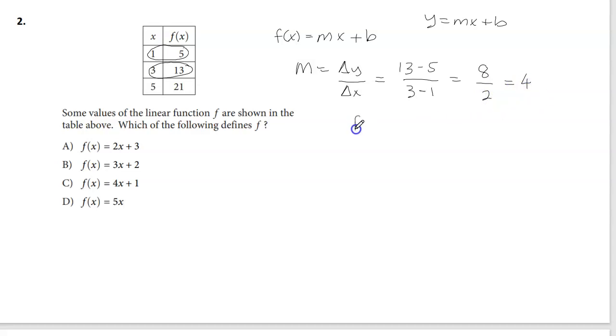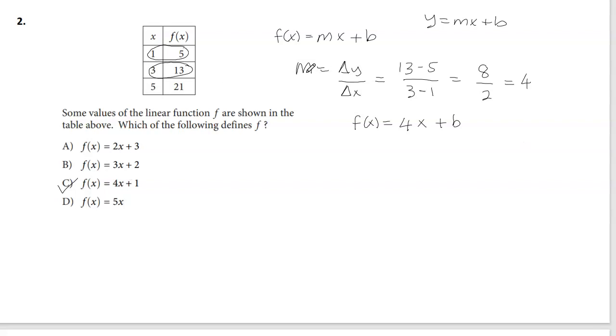So if we write the equation, it's f of x equals the slope 4 multiplied by x plus b. Then we take a quick look at the answers. Only one of the answers comes close to where we are right now, and it's C. You don't even have to continue because all the others are already eliminated. Only answer C has the slope of 4. So we can move on.